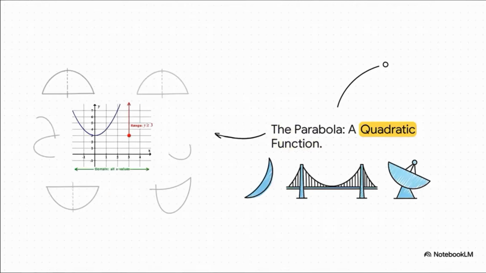And then we have this guy, the famous parabola. This is the graph of a quadratic function. You see this classic U shape literally everywhere in physics and engineering. It's the path of a ball when you throw it, it's the shape of a satellite dish, and as long as it opens up or down, it's a perfectly good function.